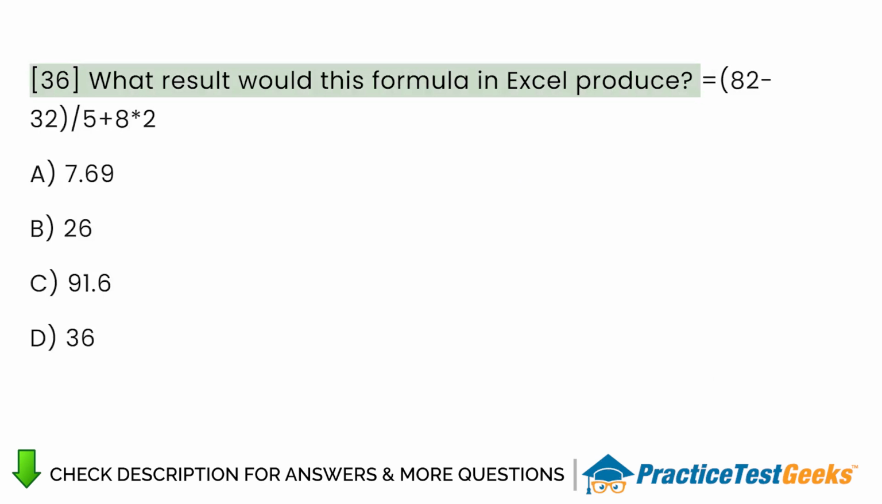What result would this formula in Excel produce? Equals 5 plus 8 squared. A. 7.69. B. 26. C. 91.6. D. 36.